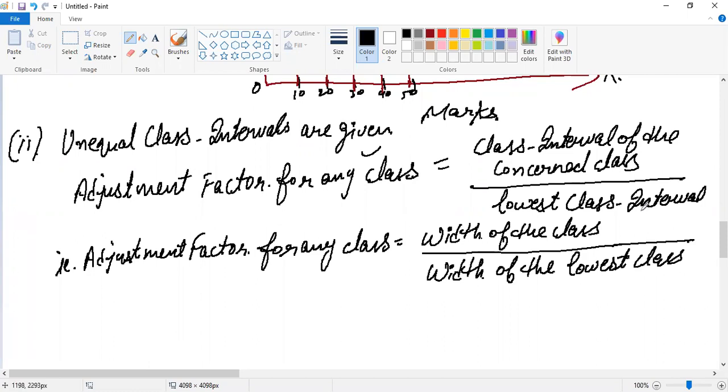Because the frequency of the lowest class will not change; all the other frequencies of the given classes, you have to divide by this adjustment factor. For example, if one class interval is twice as wide as the one having the lowest class interval, then divide the height of its rectangle by 2. Students, we will take an example so you can understand better.